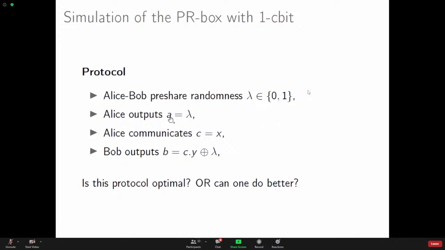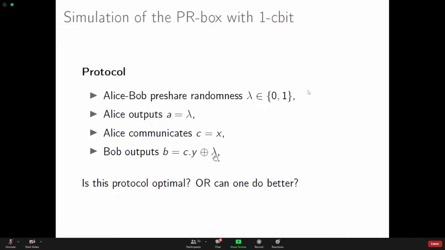Alice's outcome A is just lambda. So at any measurement she gets 0 or 1, she will answer with lambda in her list. And Alice communicates, 1 C-bit is in this protocol allowed. So Alice communicates just what was her measurement setting.